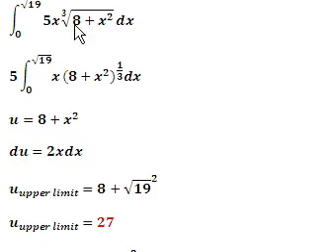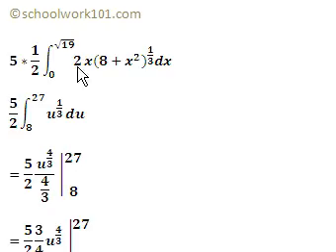Now you see here I brought the 5 out and just kind of got it out of the way. Our du was 2x dx. Well, we have an x and a dx, but we don't have a 2. So we need to put a 2 in here, and if we put a 2 in, we need to put a 1/2 outside. And so that's what I do. I put the 2 in and then the 1/2 outside.